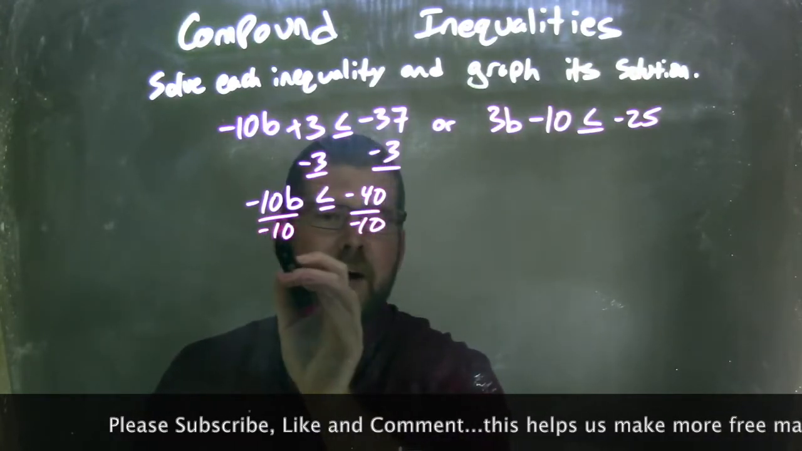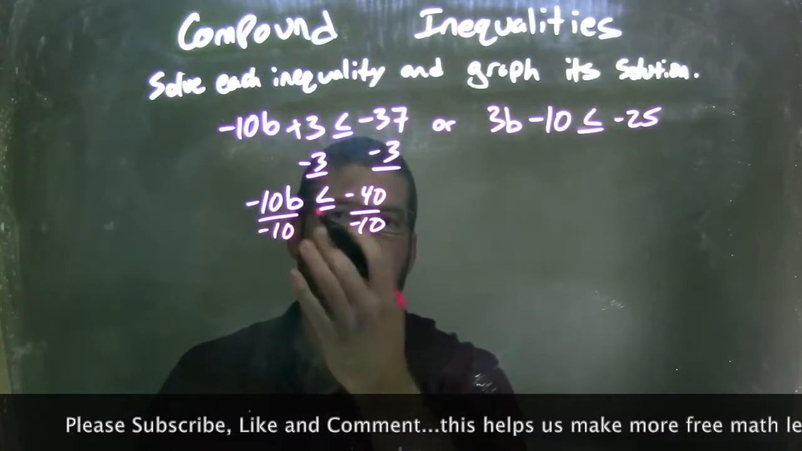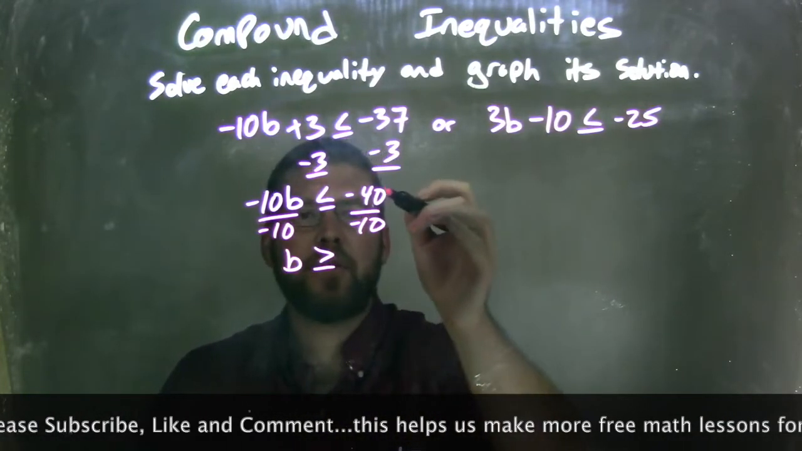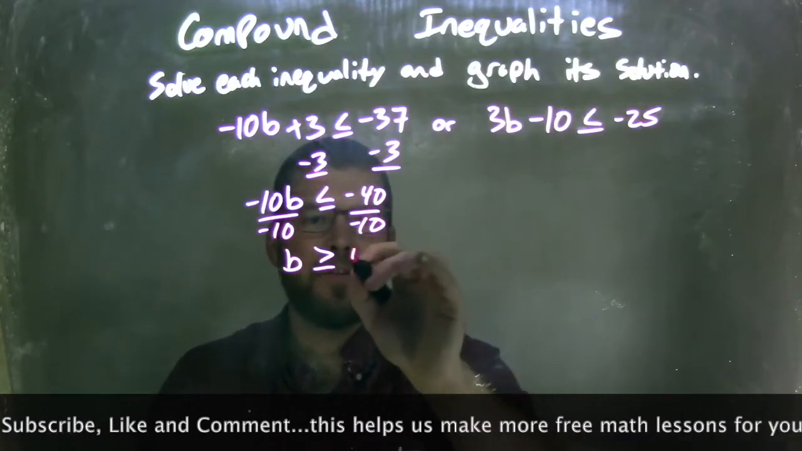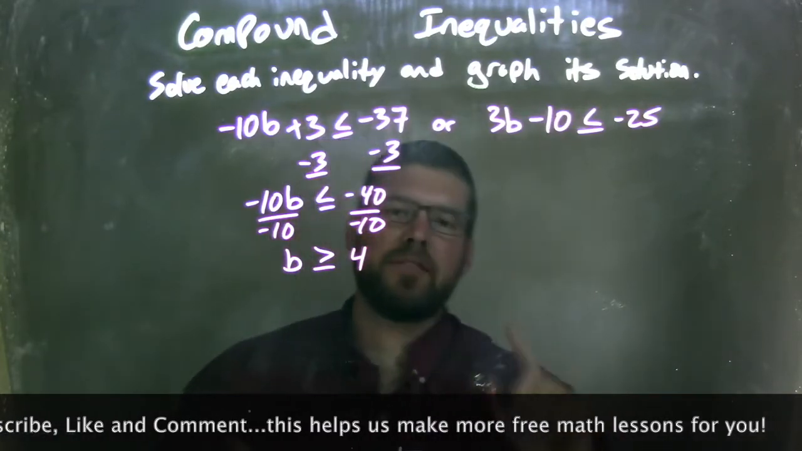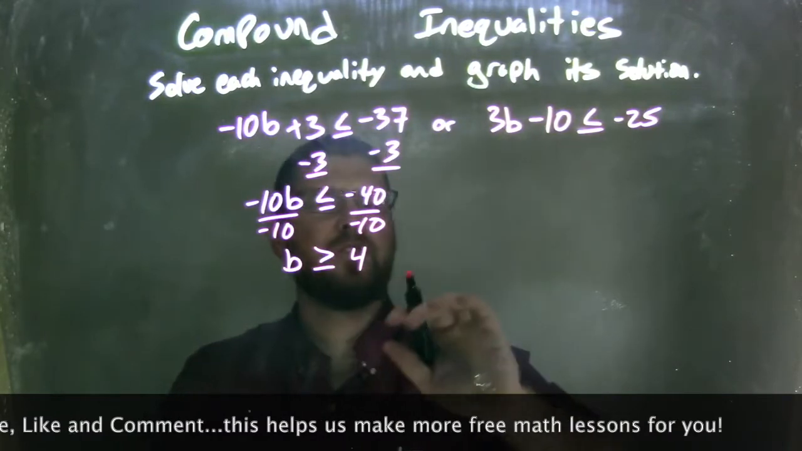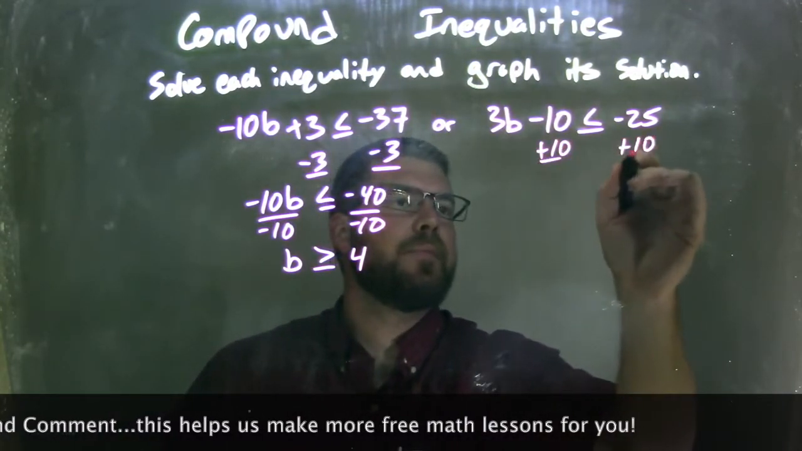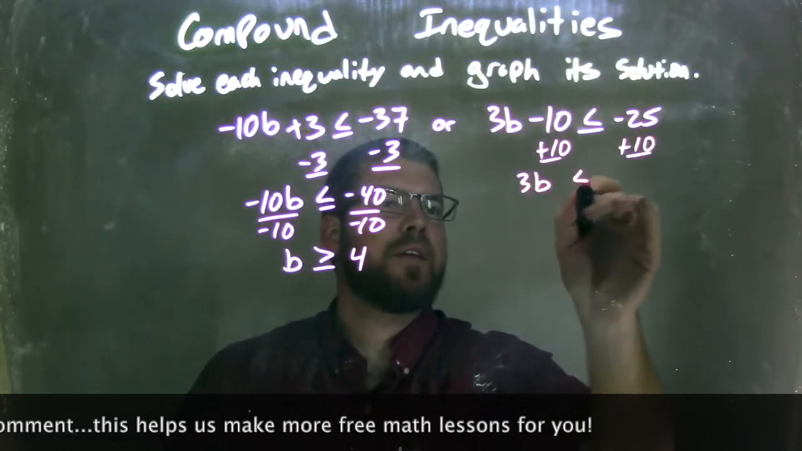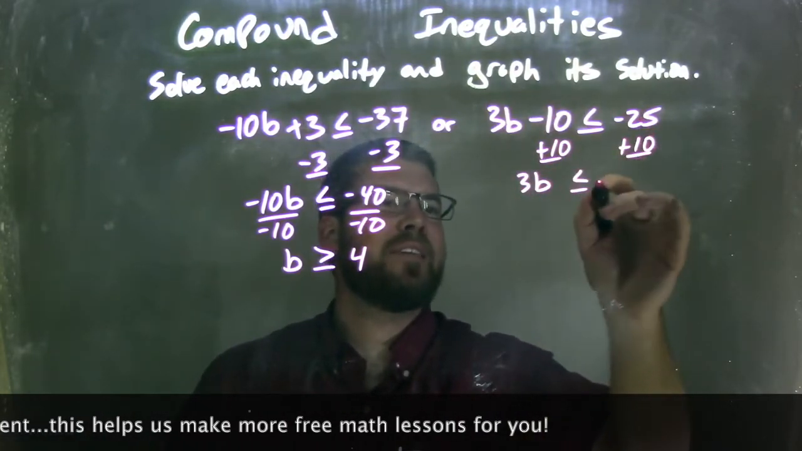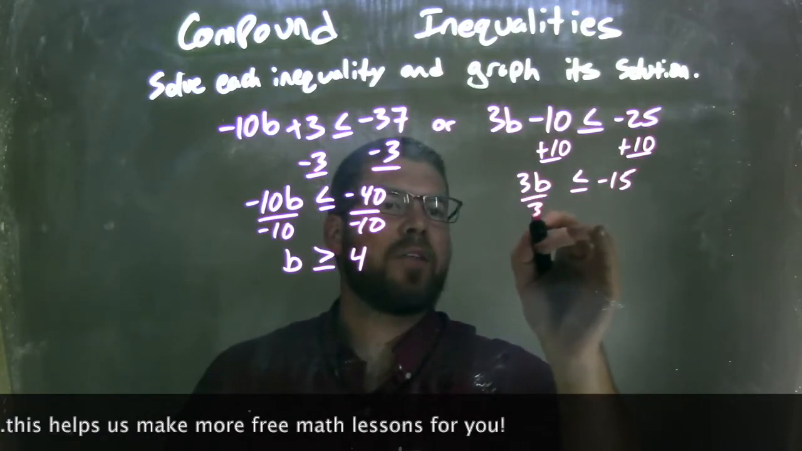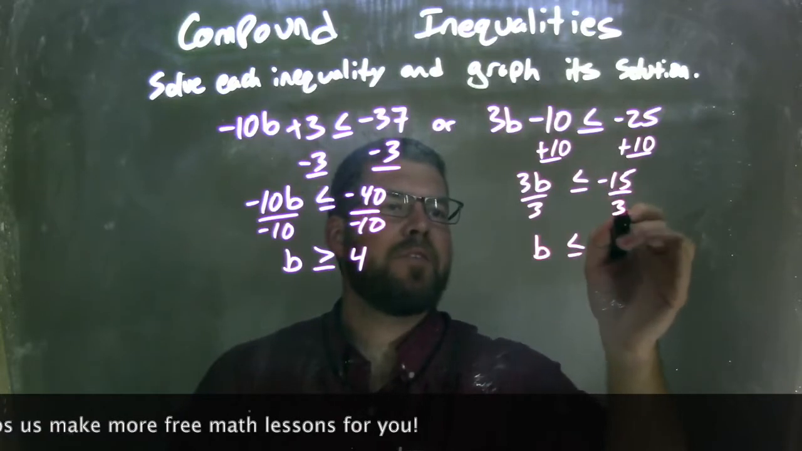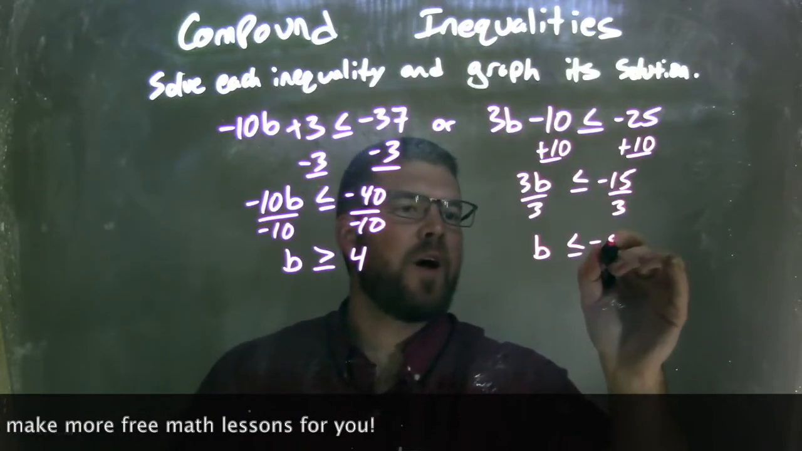And remember, when we divide by a negative, the inequality flips. So we're left with b is greater than or equal to -40 divided by -10, which is +4. So now I need to solve the other one, because this one's all done. I add a 10 to both sides here, leaving me with 3b is less than or equal to -25 plus 10, which is -15. I then divide by 3 to both sides, leaving me with b is less than or equal to -15 divided by 3, which is -5.